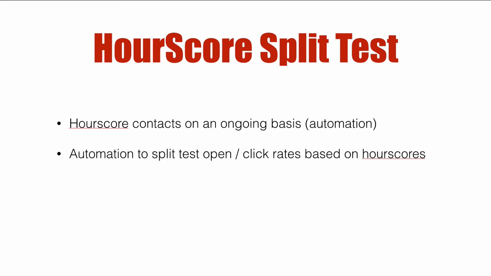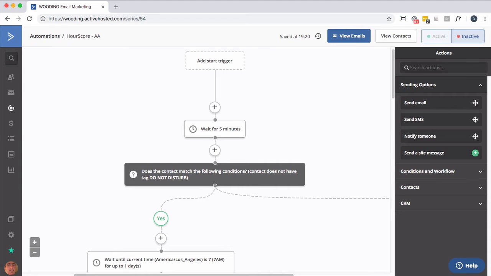Then you can run another automation that will split test open and click rates based on HourScores. So let's dive right in. Inside your ActiveCampaign account, you're going to want to create an automation like this. I'll go through the details, but let me just say this.